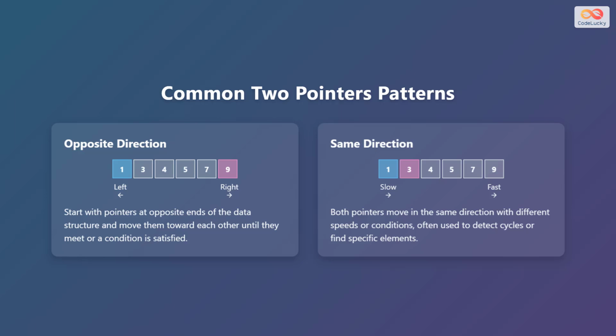Another common pattern is the same direction approach. In this approach, both pointers move in the same direction, but at different speeds or under different conditions. This pattern is particularly useful for detecting cycles in linked lists or finding specific elements within a data structure. One pointer is called slow and another is called fast.